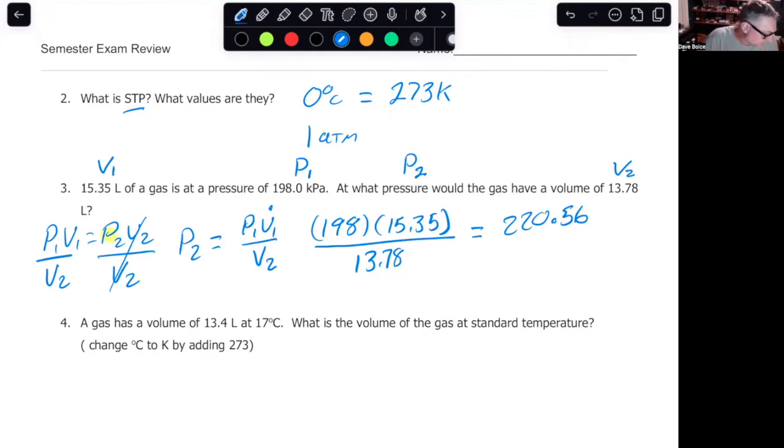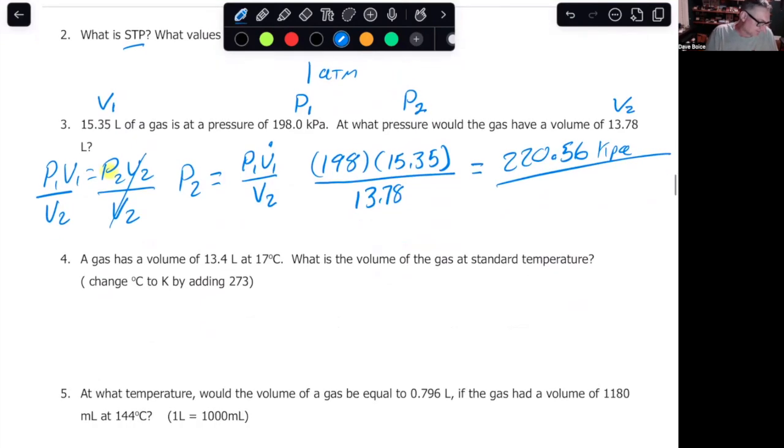Okay, now the reason I am giving you the full answer on that one, oh wait, never mind, different question. Okay, so there we go. I just kind of gave you the entire answer for that one. So this is in kPa, and there we go. So let's move on.